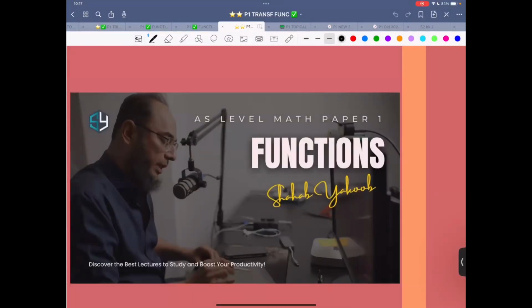We are starting with the past paper questions of transformation of functions. Transformation of functions is considered, and I think it's a reality, one of the trickiest and most difficult topics of T1. So let's give it due attention.